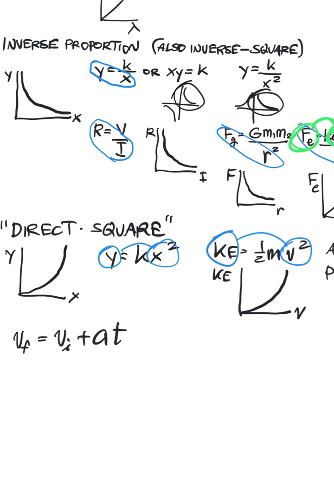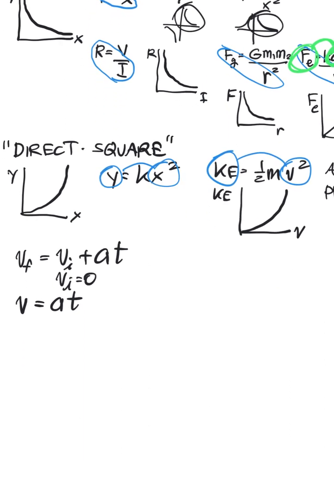Say Vf is Vi plus At, right? And if we start from rest, we'll say Vi is 0. Then I'll even drop the final. If my V initial is 0, then I don't really need to worry about the final. I'll just say V equals At. I'm trying to make a point here about the relationship between velocity in time and displacement in time.